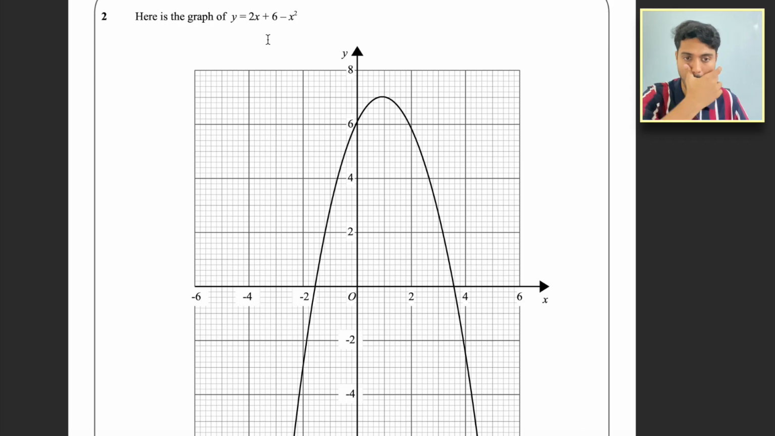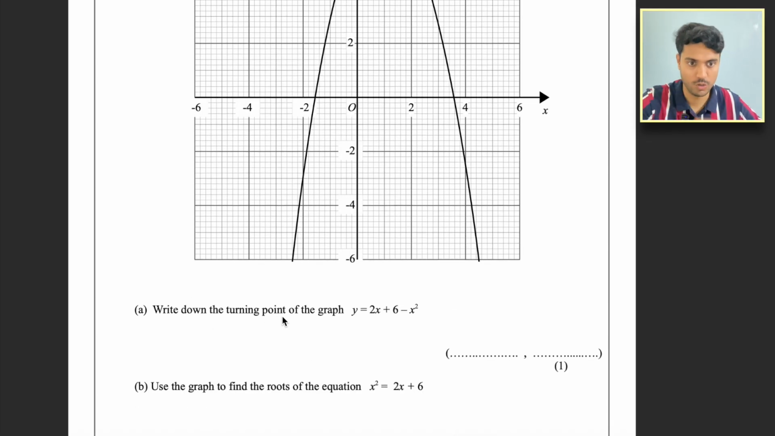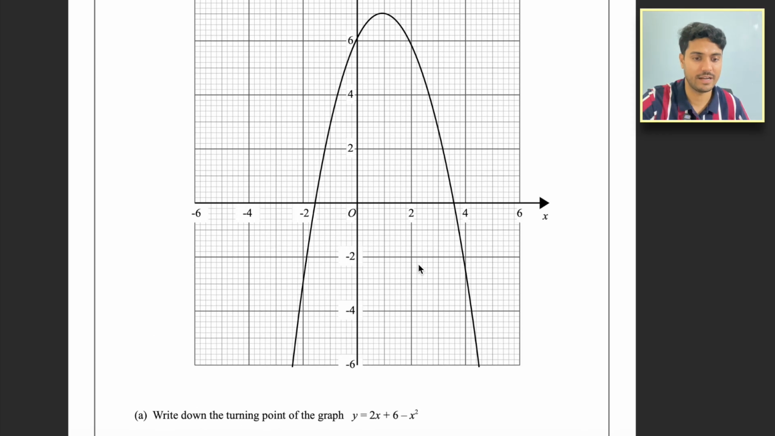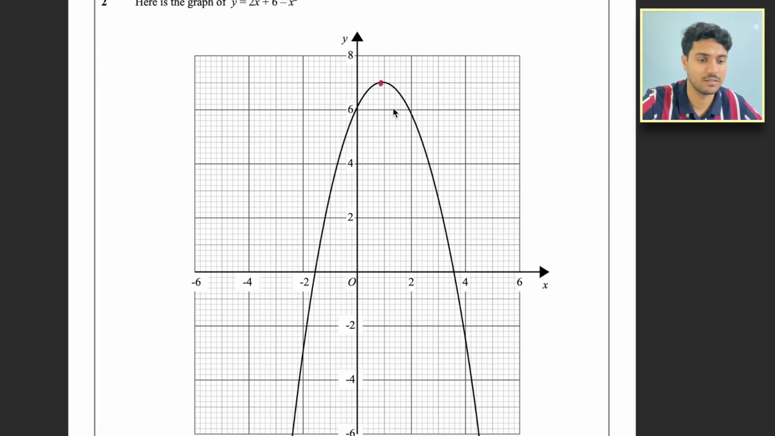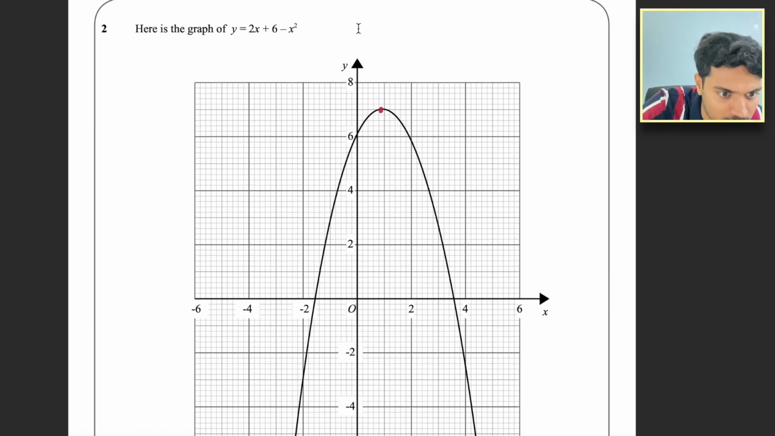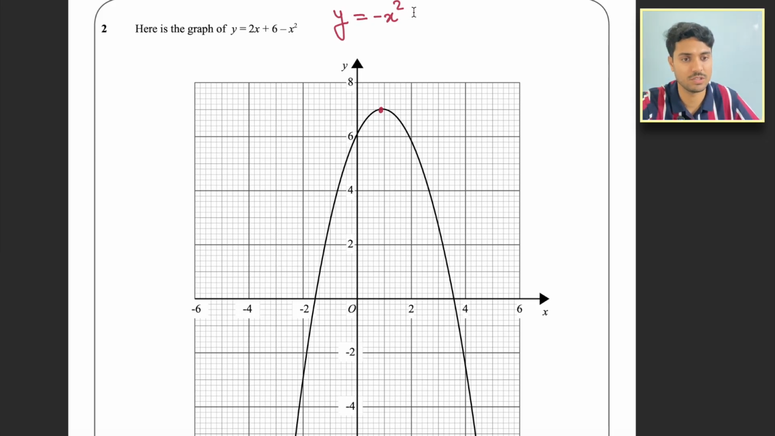Question number 2. It says here is the graph of 2x plus 6 minus x square. It says write down the turning point of the graph 2x plus 6 minus x square. So now we can clearly see that the turning point is here, but we cannot see the exact value. It's not here, it is somewhere here. But to find the exact turning point, let's rewrite the equation in the general form. So minus x square plus 2x plus 6.